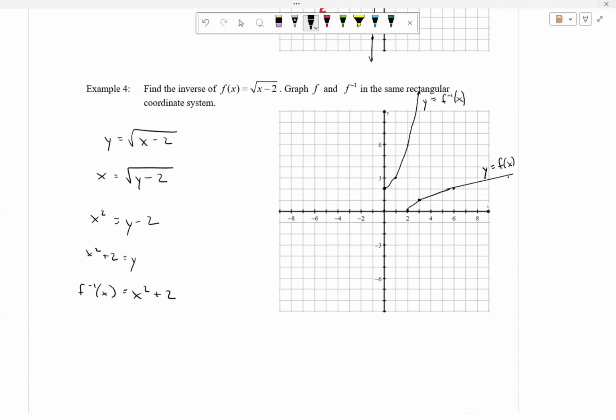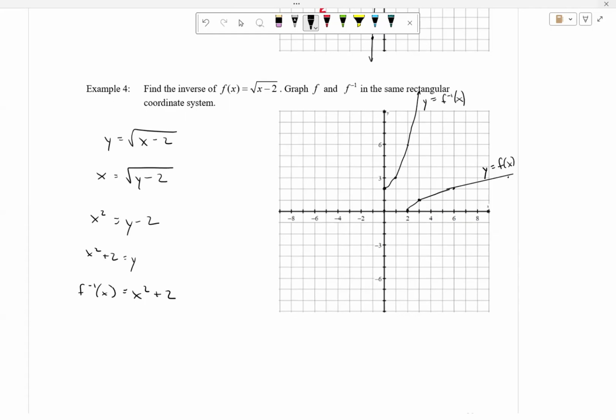Anything else? Nicely done. Thank you. Are we good with this? Any questions? There's just one last thing. There's one thing we have to adjust here. X squared looks like this, doesn't it? It's a parabola. Is that what our inverse function looks like?